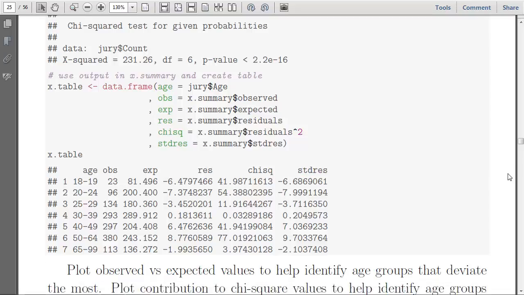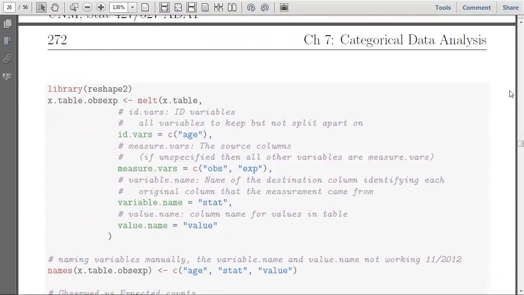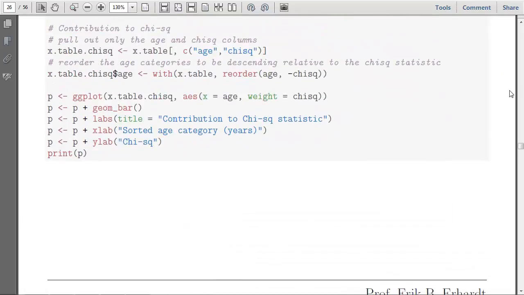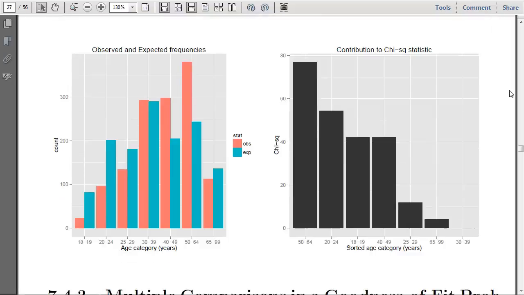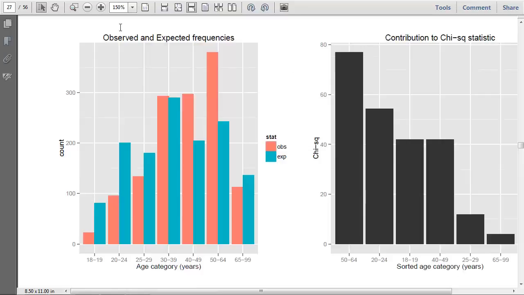All right, so let's take a look at some plots to see which of these age groups deviated from our null hypothesis. And the first plot I'm going to create, I believe, is the observed versus expected. So here's some code I'll come back to in a moment. Let's take a look at the plots first, and then we'll go back and understand how to create those plots. So let's take a look on the left first for observed and expected frequencies and interpret this plot. We have on the horizontal axis the age groups in years, and on the vertical axis we have counts.